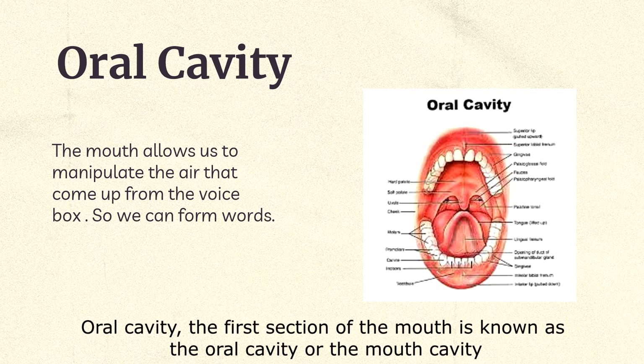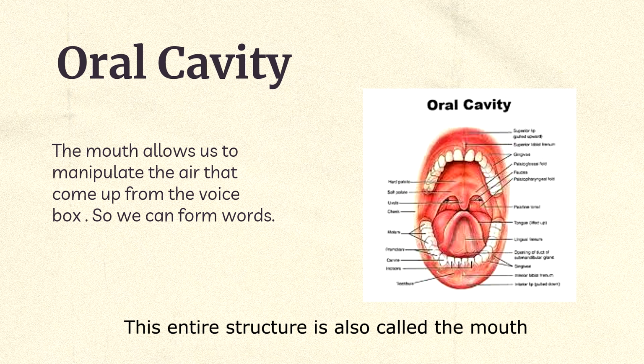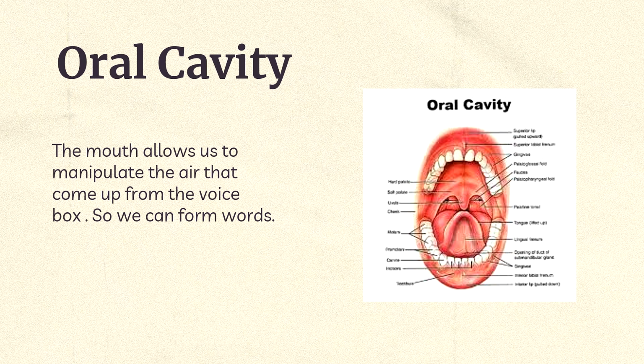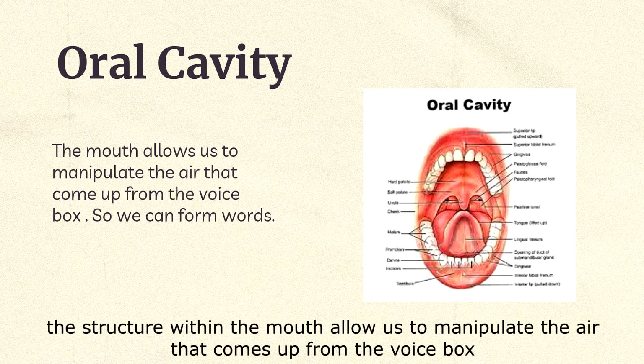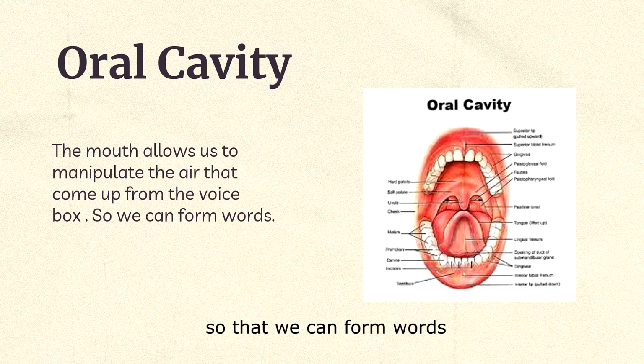Oral cavity. The first section of the mouth is known as the oral cavity or the mouth cavity. This entire structure is also called the mouth. The structure within the mouth allows us to manipulate the air that comes out from the voice box so that we can form words.